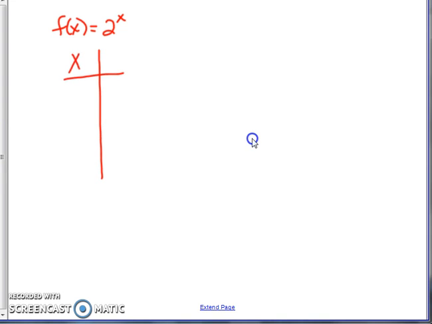So if we make an xy chart, we want to use negatives, positives, and 0 for x. So we can use negative 2, negative 1, 0, 1, and 2. And then if we plug them in, we're going to get resulting y's. So 2 to the negative 2 is going to be 1/4. 2 to the negative 1 is going to be 1/2. 2 to the 0 is 1, 2 to the first is 2, and 2 squared is 4.